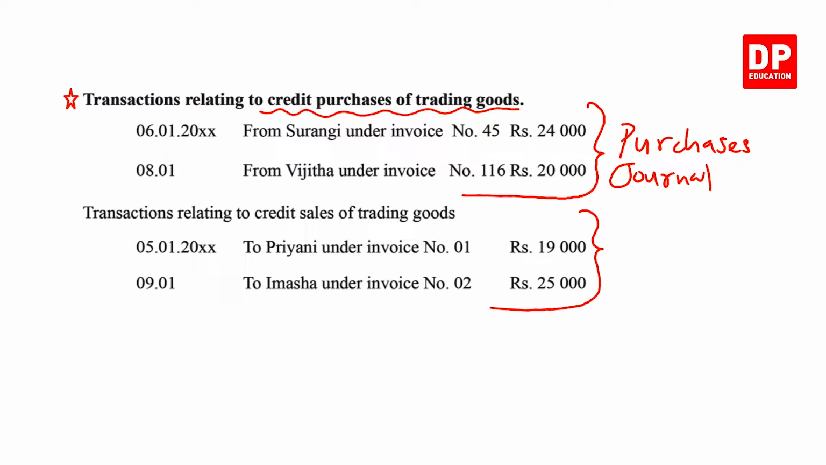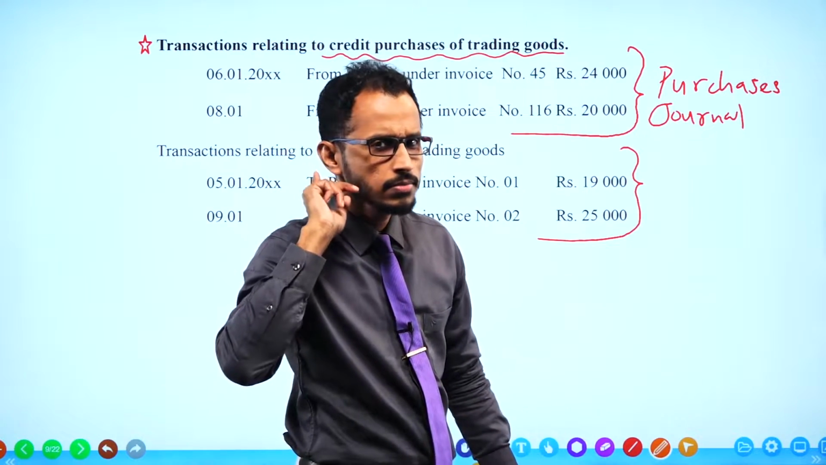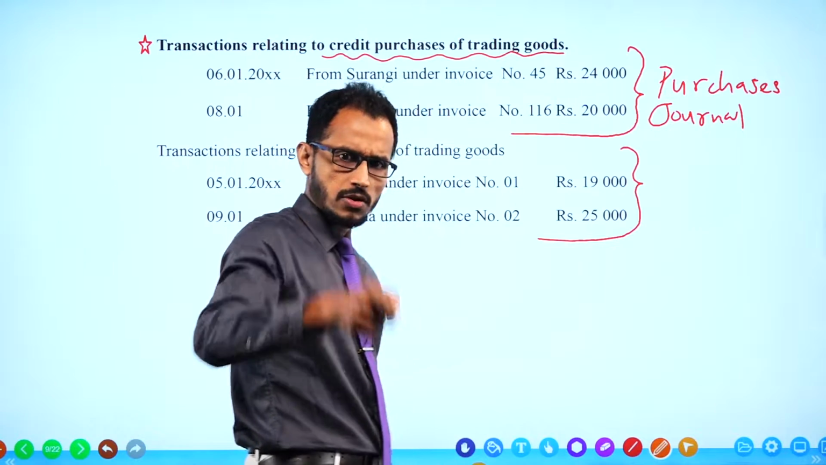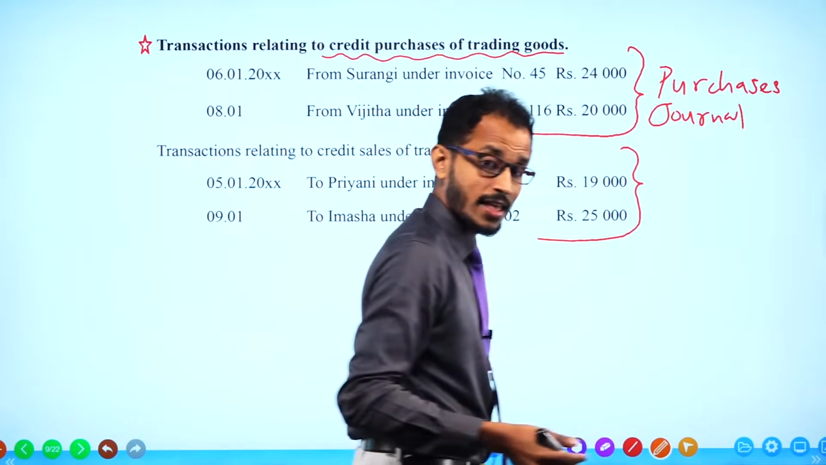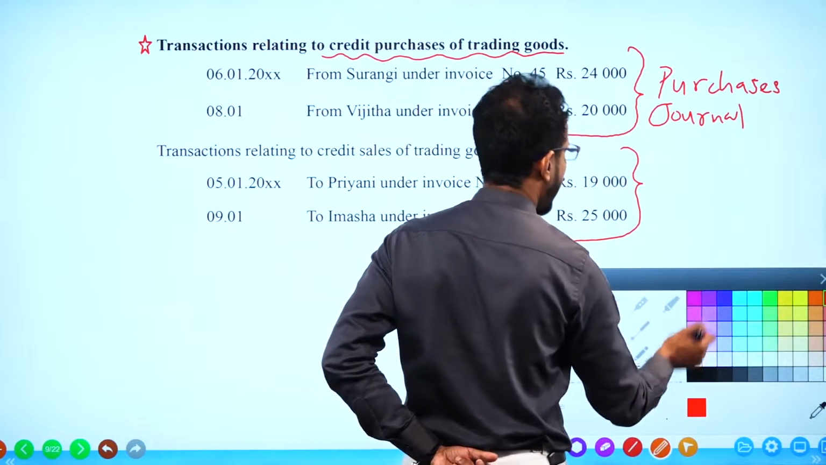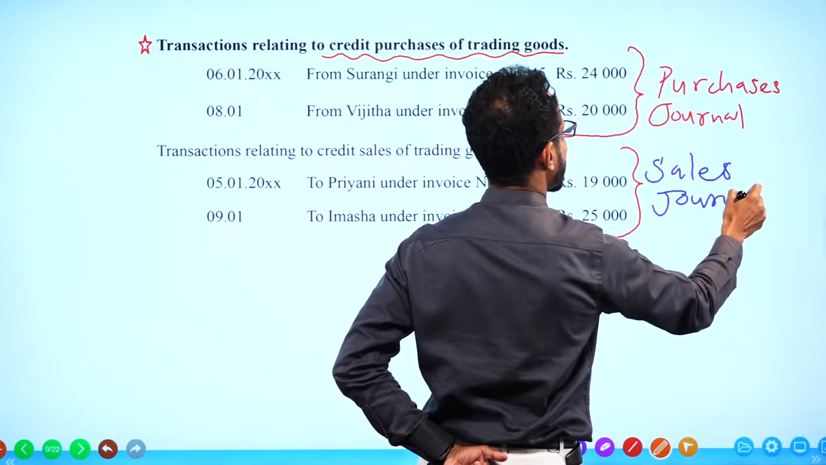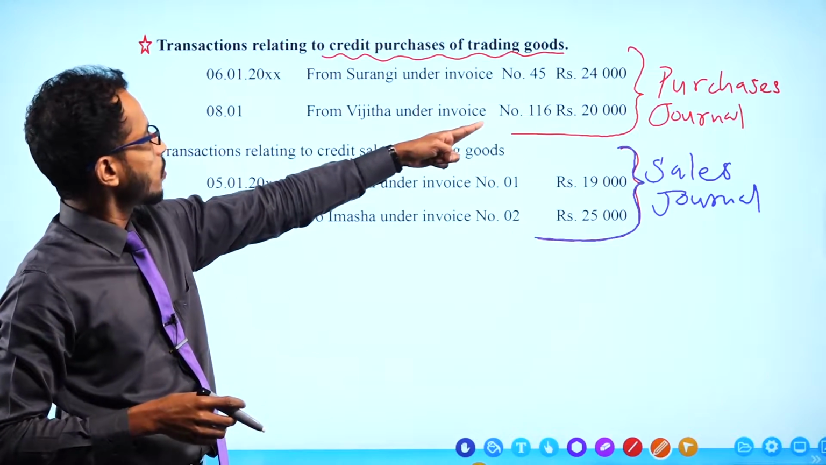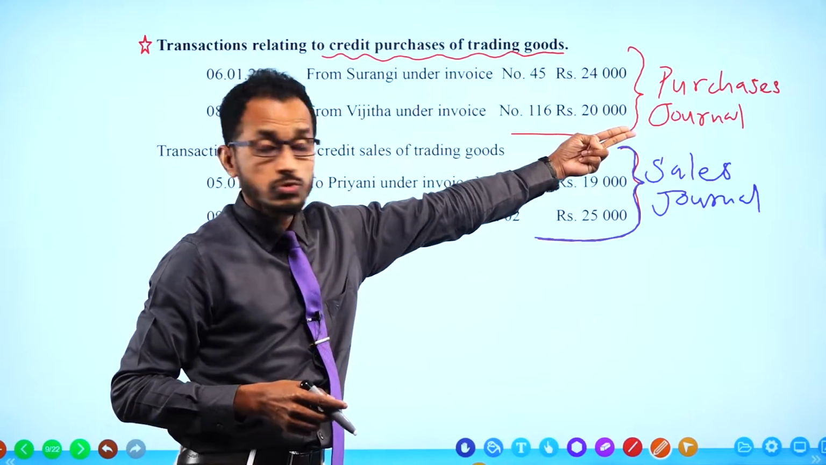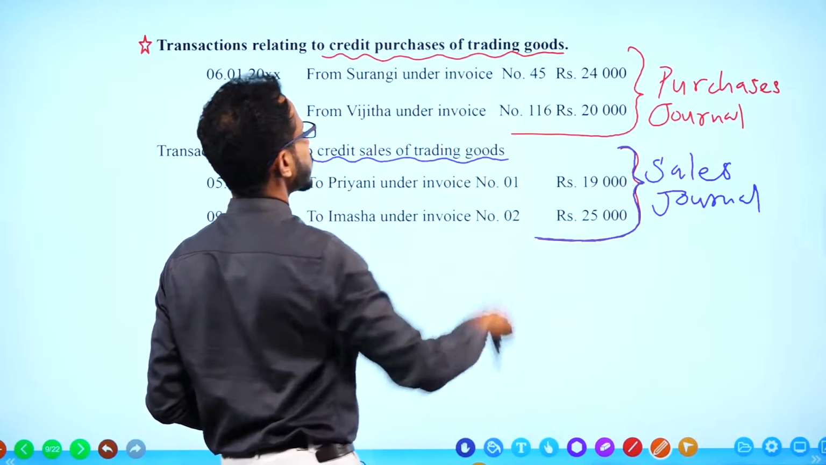These are transactions of credit sales of trading goods. So, which book? Cash book? Sales book. You're right. Who said cash? Sales daybook or sales journal. So, credit purchases go to the purchases journal. Credit sales of trading goods go to the sales journal.